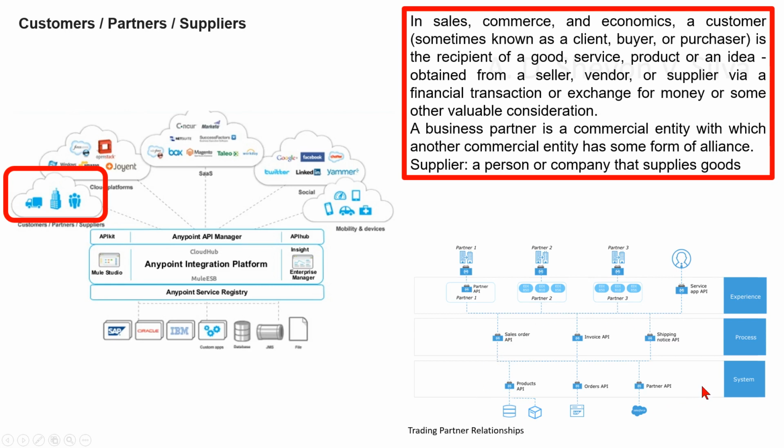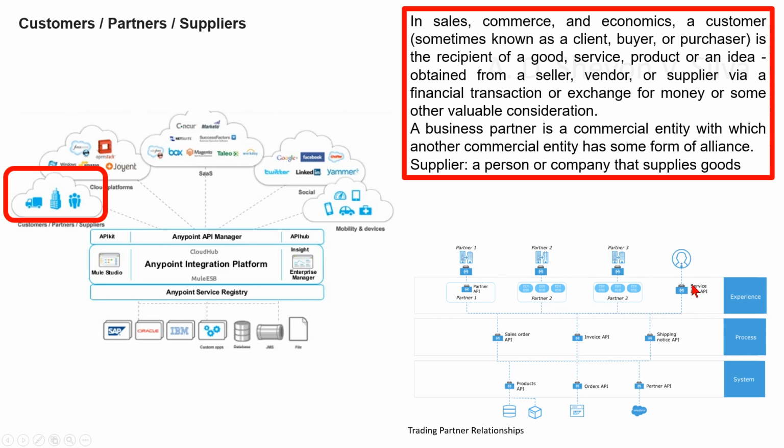Here you can see partner 1, partner 2, partner 3, and it interacts with partner 1. Partner 1 interacts with partner API, partner 1. Here partner 2 interacts with partner 2, using EDI 850, EDI 810, EDI 856, and partner 3 interacts with partner 3 here, using EDI 850, EDI 810, EDI 856, and here the service app API, partners, partner APIs, and service app APIs.